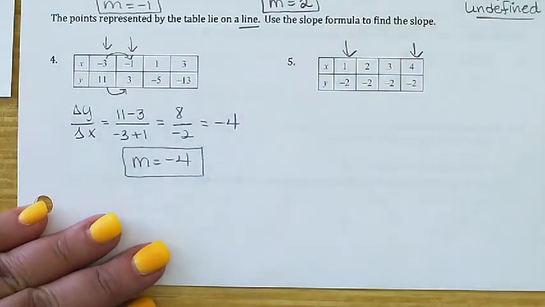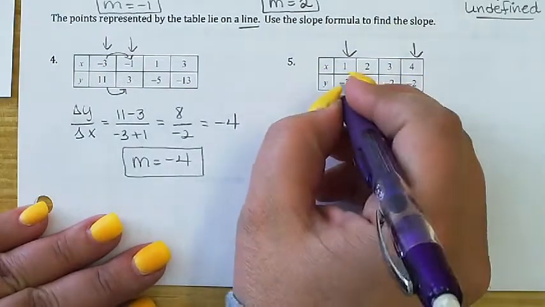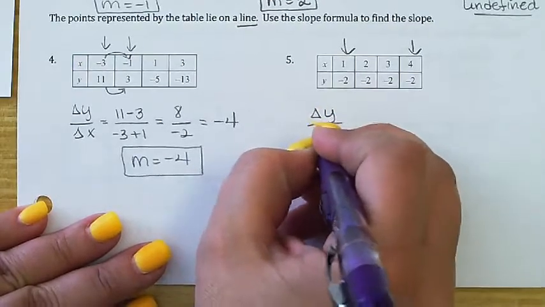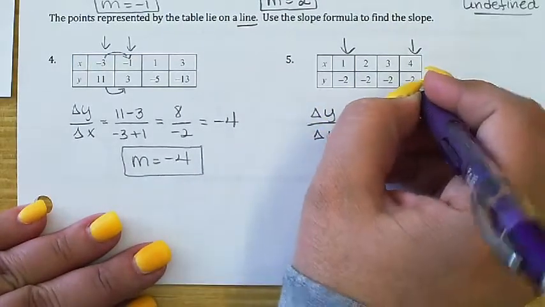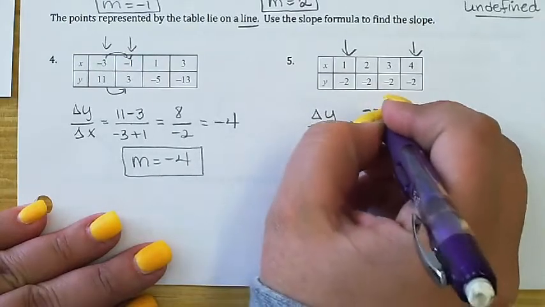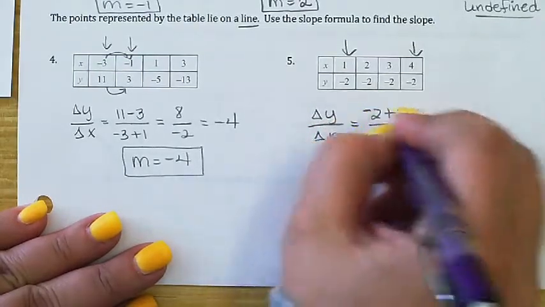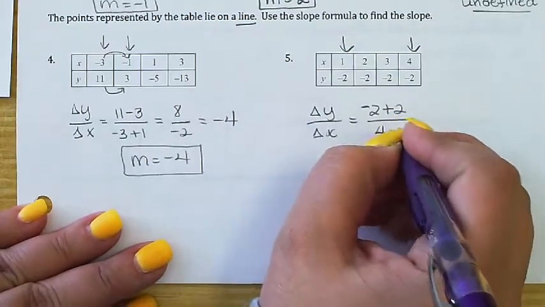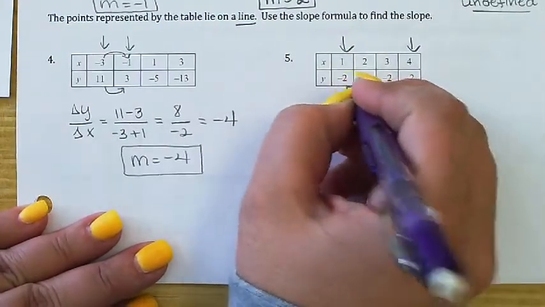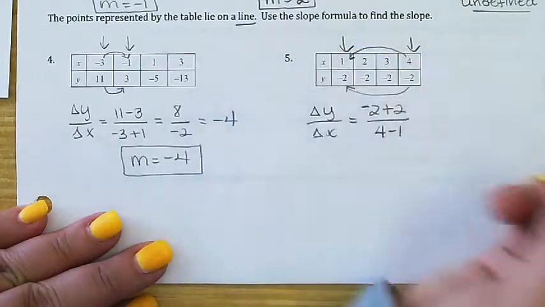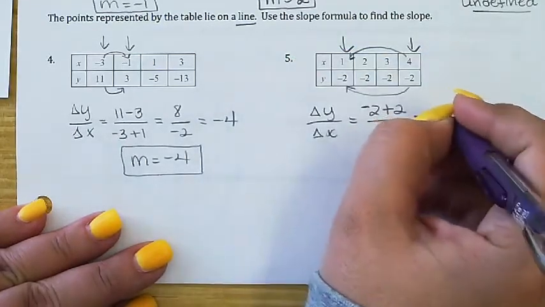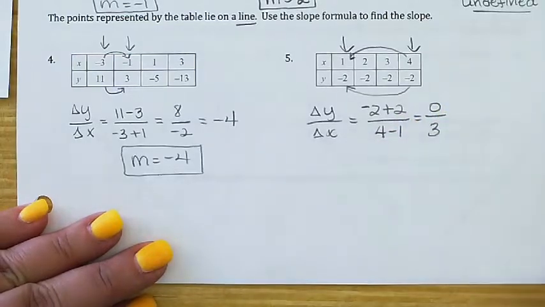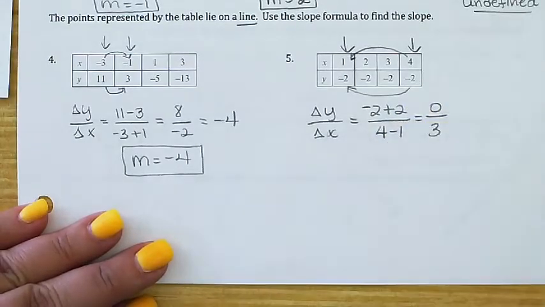along with you. This time I'll pick maybe the outside points, the first and the last point. Still, I'm doing the change in y over the change in x. In this case, that's -2 and -2. So -2 minus a negative becomes positive there. And then for my x's, I'll do 4 minus 1. So I went from here to there and from there to there. Okay. Well, -2 plus 2 is just 0. 4 minus 1 is 3.